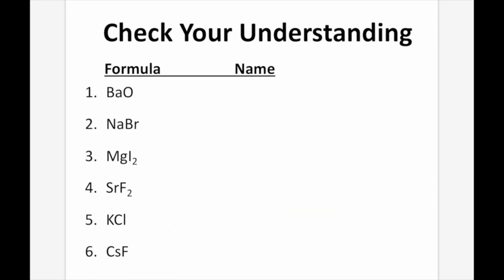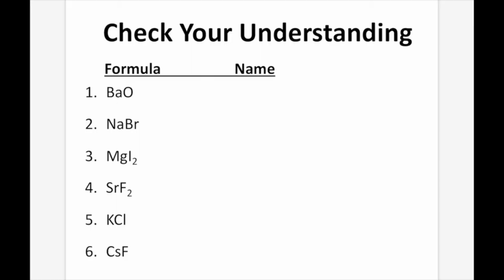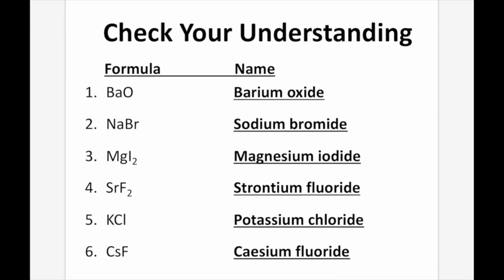Check your understanding. I'd like you to write the name for the following 6 compounds. Okay, got your answers? Let's check them out. So for the first one, Ba is barium. O is for oxygen, so we change that to oxide, so we get barium oxide. Sodium bromide. Magnesium iodide. Strontium fluoride.